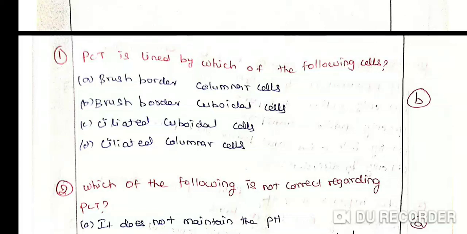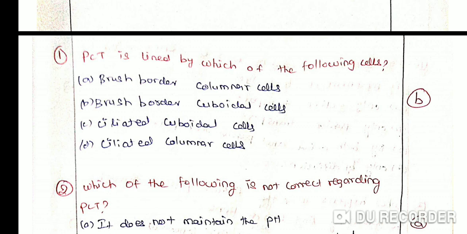PCT is lined by which of the following cells? Option A, brush border columnar cells. Option B, brush border cuboidal cells. Option C, ciliated cuboidal cells. Option D, ciliated columnar cells. The correct answer is option B, brush border cuboidal cells.